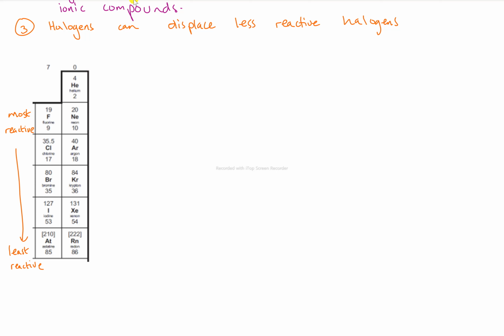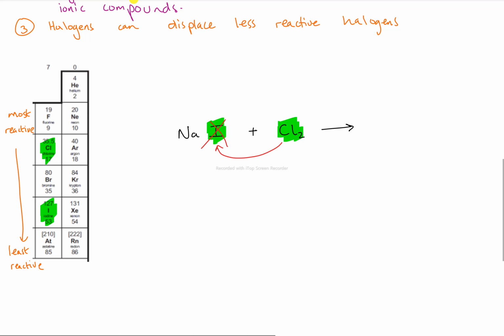Right, so if I had sodium iodide and I reacted chlorine with it, who's stronger? Is chlorine or iodine stronger? Chlorine's there, iodine's there. So chlorine's stronger, so what happens is chlorine is going to go over and kick out iodine and take its place.